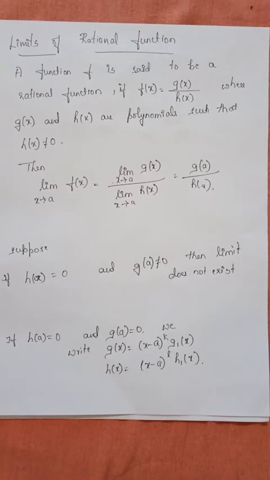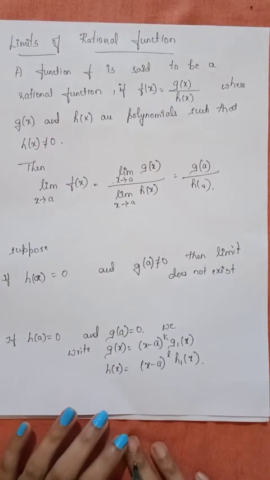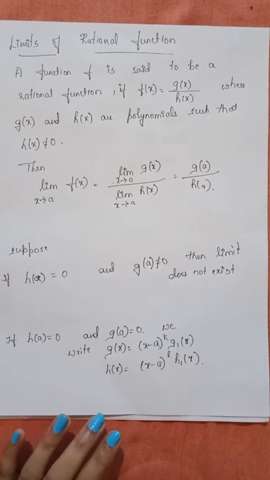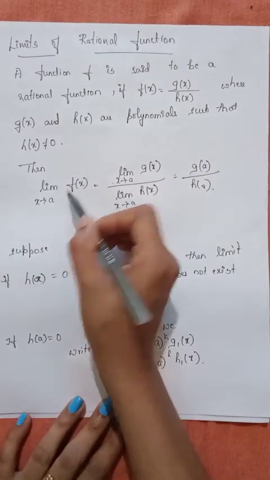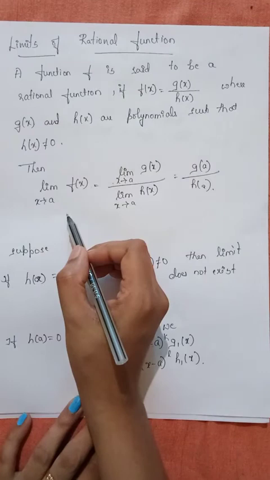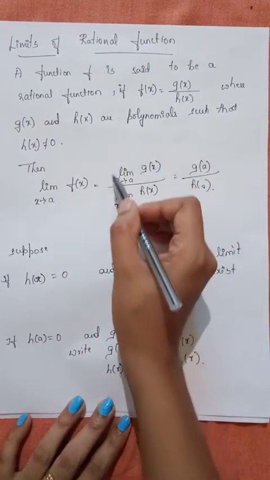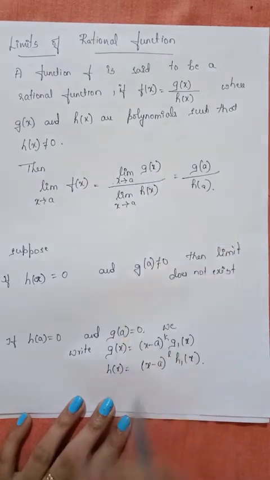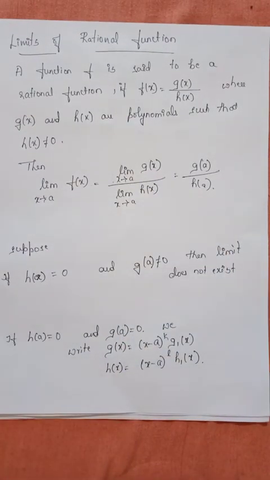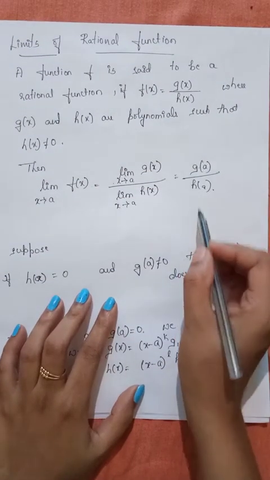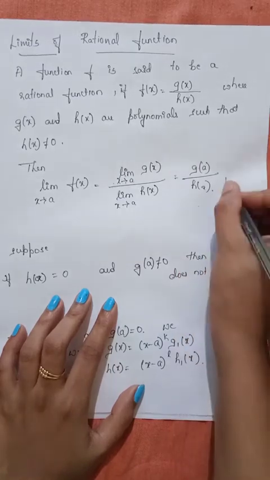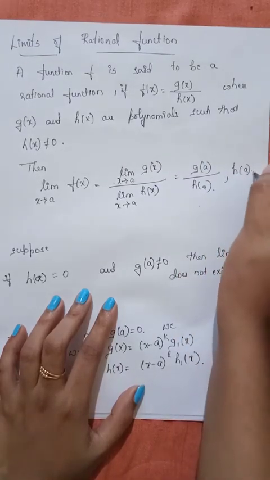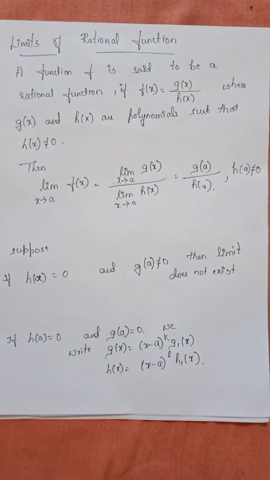Then how will you find the limit of a rational function? The method is very simple. If you have to find the limit of f of x as x tends to a, you just have to replace x by a, wherever you have x, just like you did with the polynomial function. The same thing you have to do in the numerator as well as in the denominator. This is possible only if h of a is not equal to 0.